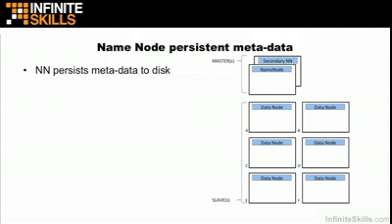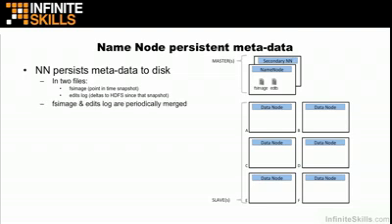Let's talk a little bit about how the name node persists that metadata to disk. It persists it really in 2 files. One is called an FS image, which is a point-in-time snapshot of what HDFS looks like, and also an edits log, which is all the deltas or changes to HDFS since that snapshot.